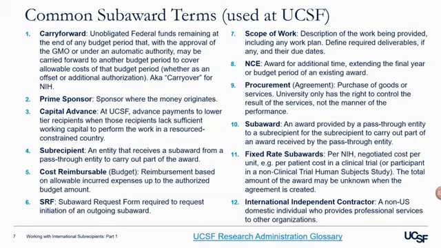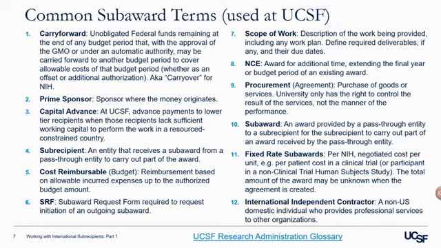5 down is cost reimbursable. That would be an award for additional. I'm looking at 5. I'm sorry, that was 5 across, not down. 5 across is cost reimbursable. That would be reimbursement based on allowable incurred expenses up to the authorized budget amount. 6 across is SRF, which stands for Subaward Request Form. And that would be the form required to request or initiate an outgoing sub.